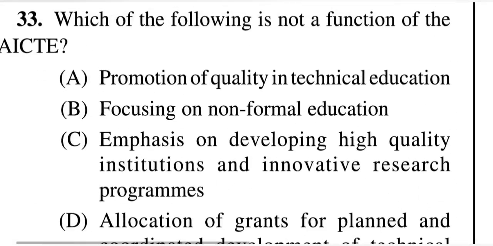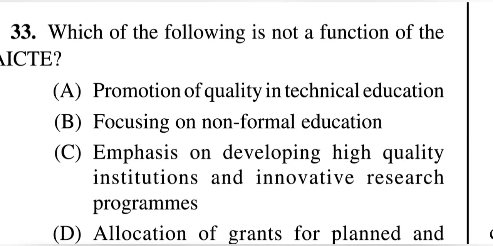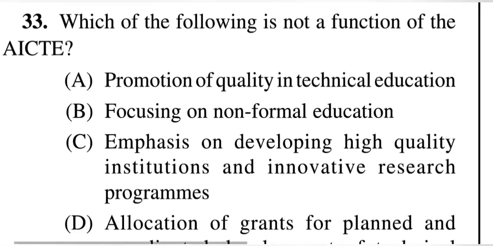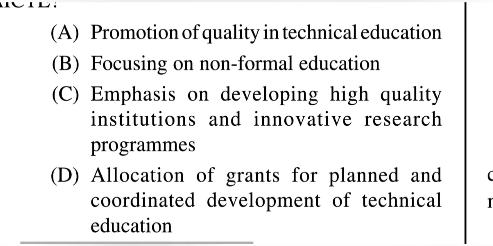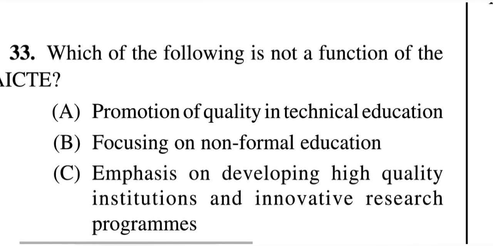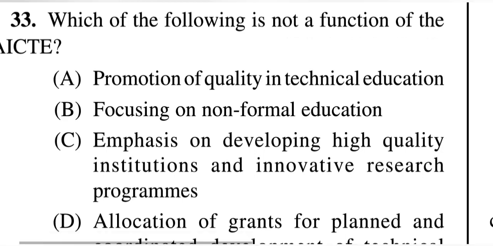Number 33, it says, which of the following is not a function of AICTE? Which of the following is not a function of the AICTE? If you don't know what is AICTE, you have to know, so go through it. Promotion of quality in technical education, focusing on non-formal education, emphasis on developing high-quality institutions and innovative research programs. Number D, allocation of grants for planned and coordinated development of technical education. Number 33.